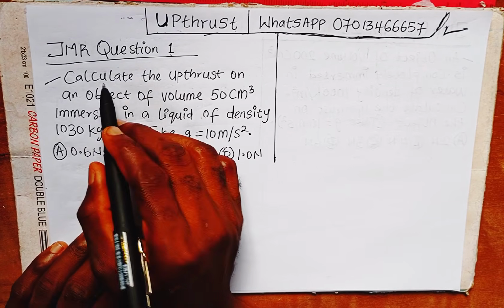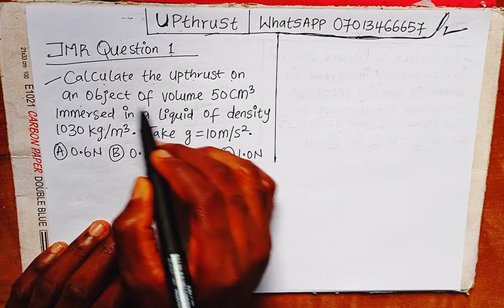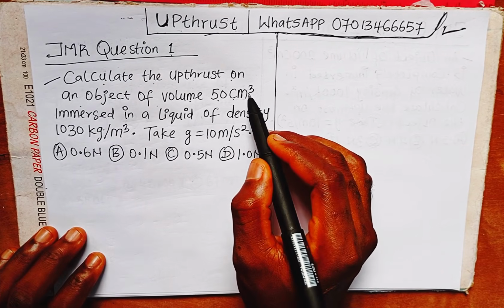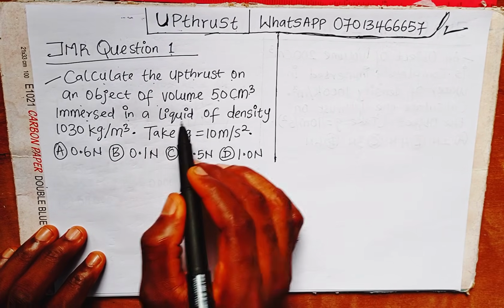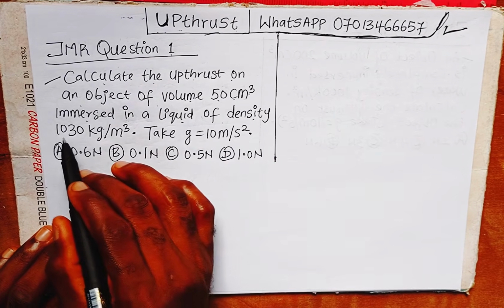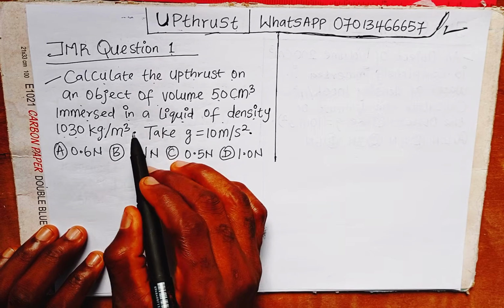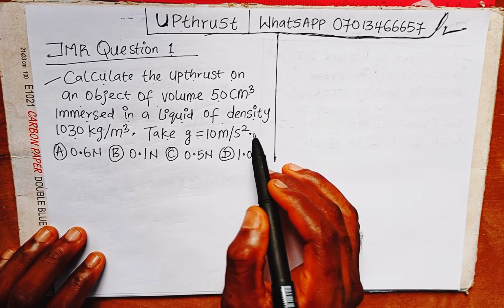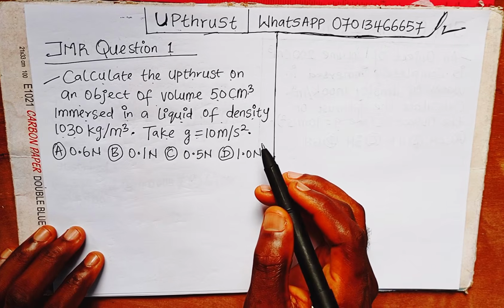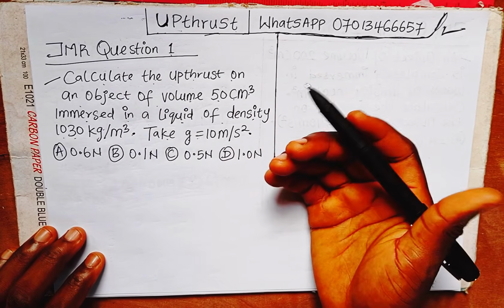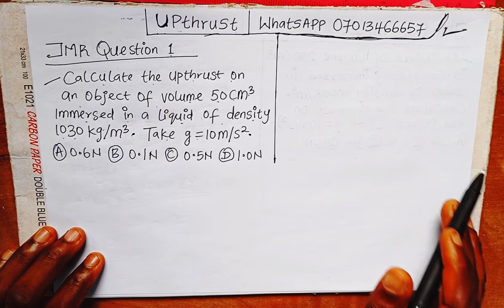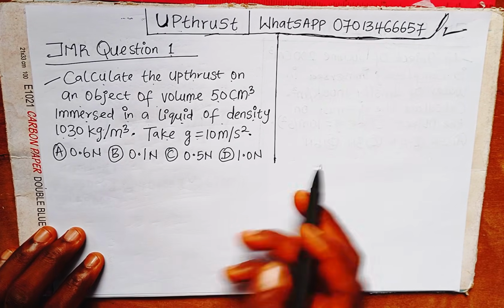The question reads: calculate the upthrust on an object of volume 50 cubic centimeter, or centimeter cube, immersed in a fluid or in a liquid of density 1030 kilogram per meter cube. Take acceleration due to gravity equal to 10 meter per second square. Now, first of all, we have to look at the options provided. What units were the options provided in? They were provided in Newton, all of them.